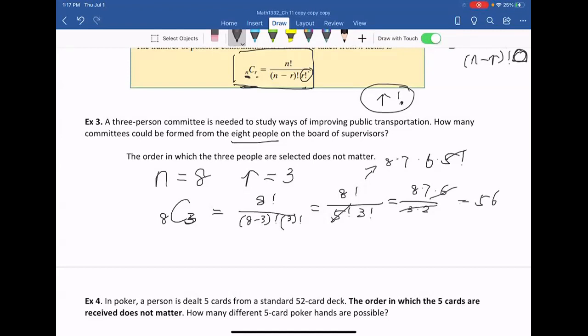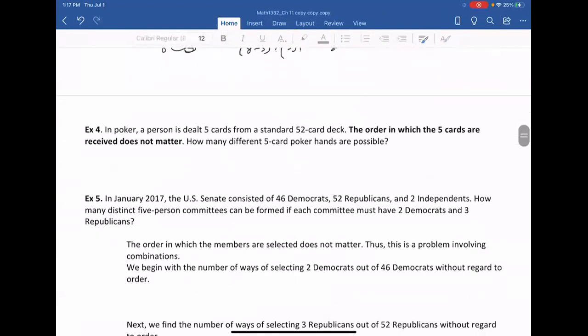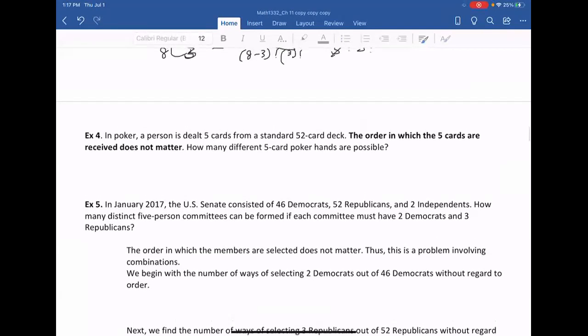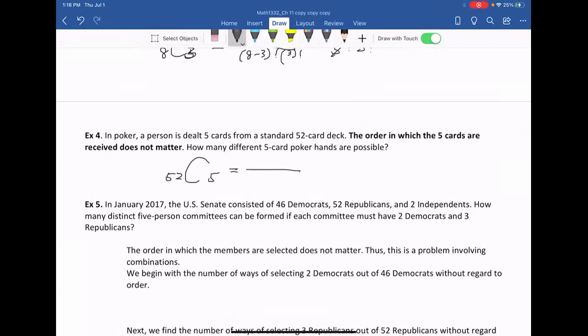Okay, let's move on to the next question. In poker, a person is dealt 5 cards from a standard 52-card deck. The order in which the 5 cards are received doesn't matter. How many different 5-card poker hands are possible? So from 52, we choose 5 cards, and the order doesn't matter. That means 52C5. You use your calculator to find the answer.